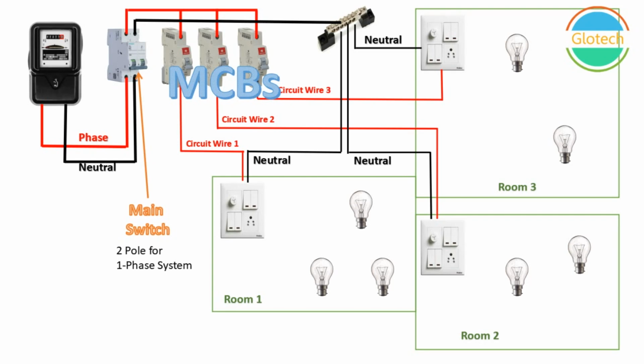MCBs are the protecting devices that connect the incoming phase with a wire going to each switchboard. This wire is called circuit wire. Normally there is one MCB for one switchboard.